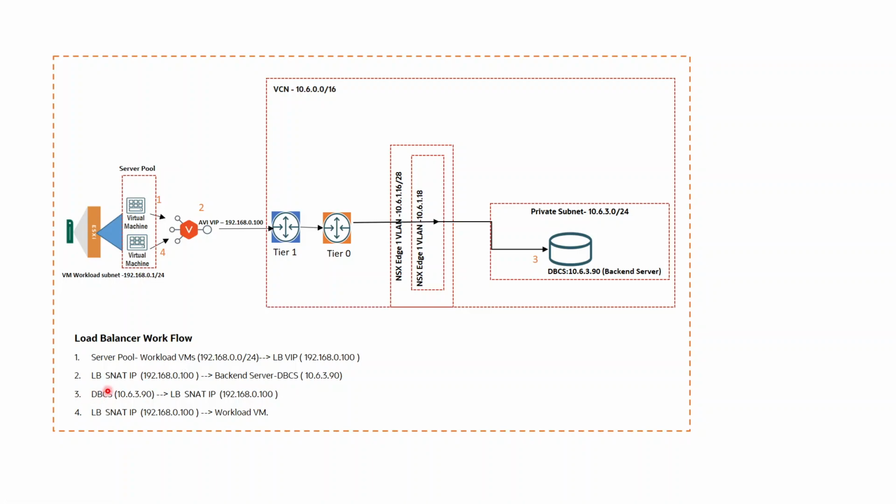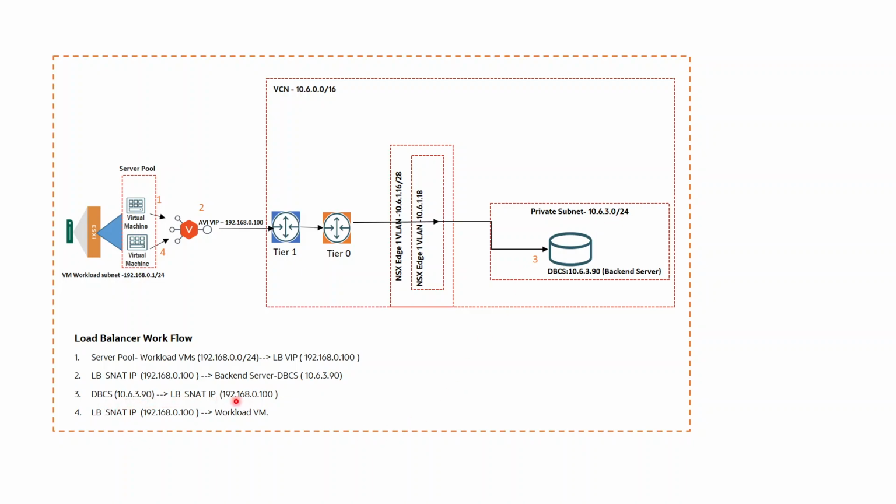I'll just bring my laser. The server pool is this set of machines. They are on a 192 class C IP address. They connect to the load balancer VIP, which is .100, and .100 further communicates to the DBCS, which is in 10 series, which is again in a private subnet.